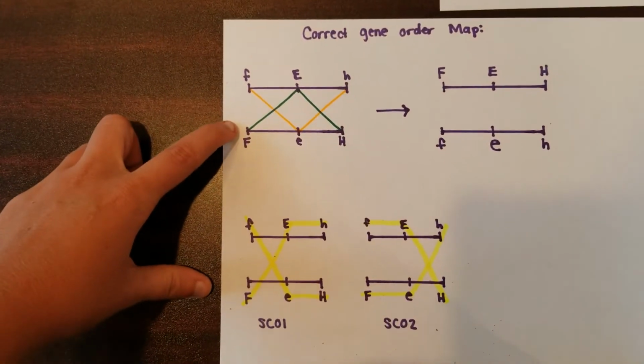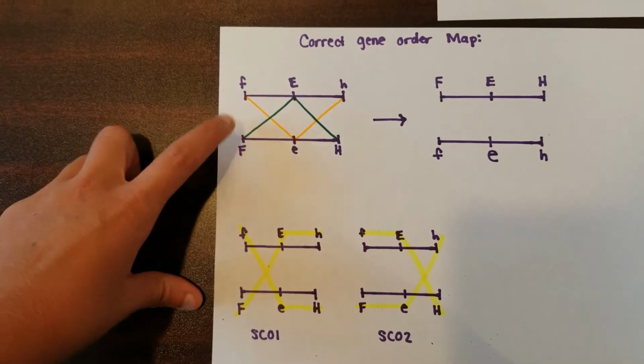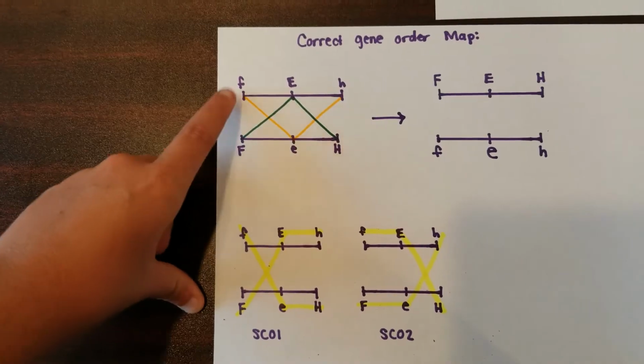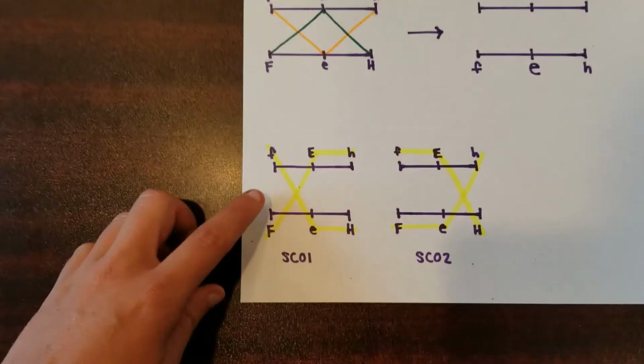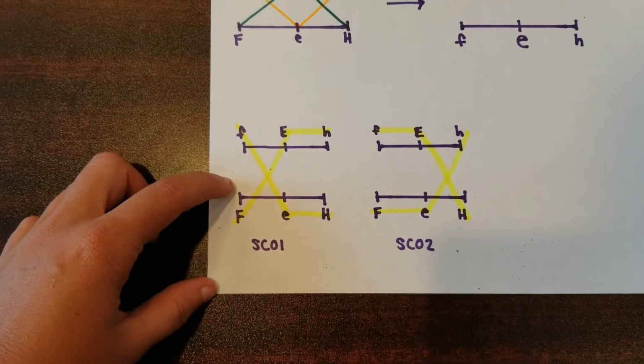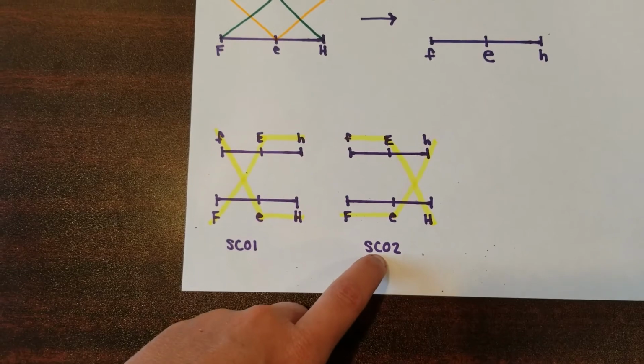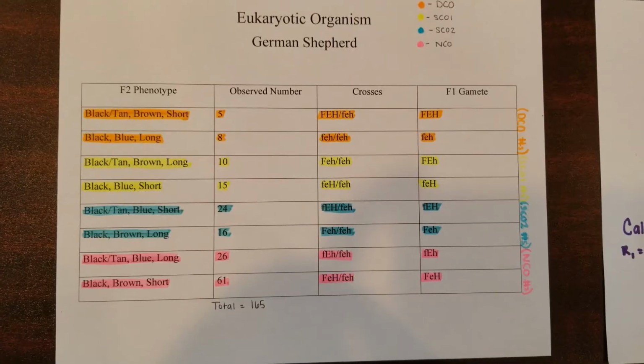So this is the correct way to write the map. As you can tell, the E is in the middle where it's supposed to be, and these follow. Down here, this shows how to get SCO1 with the crossover in the first division, and this shows how to get SCO2 in the second division.